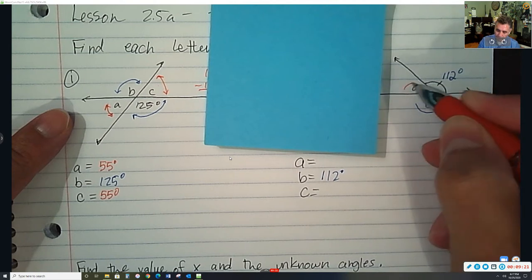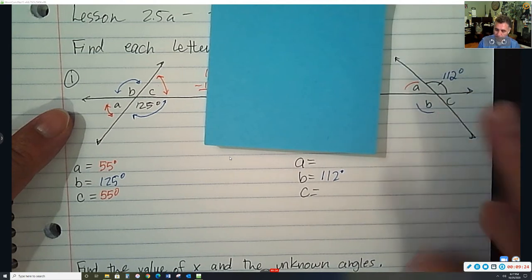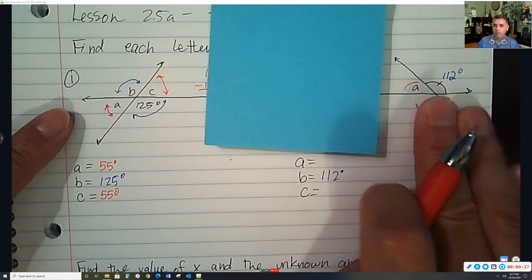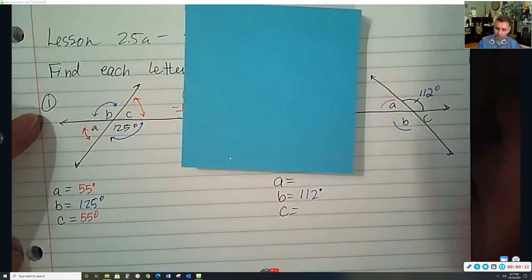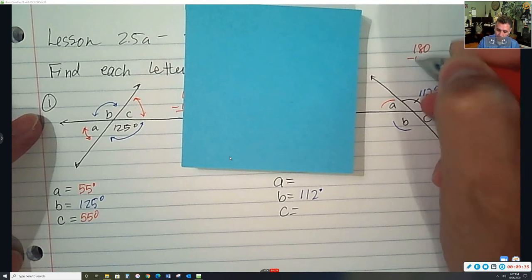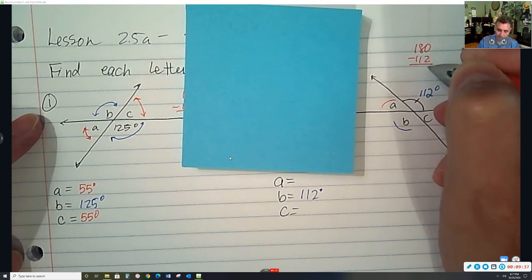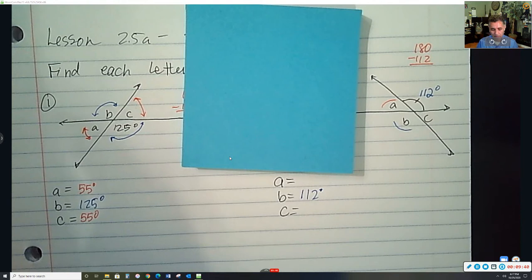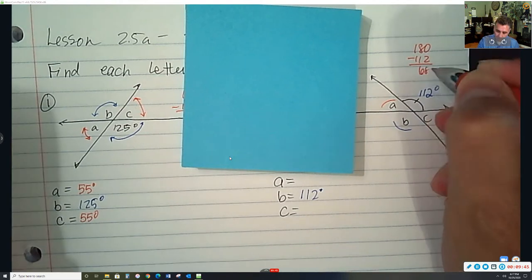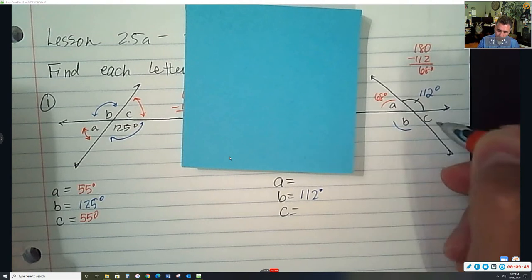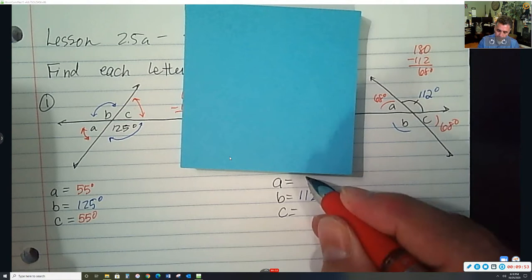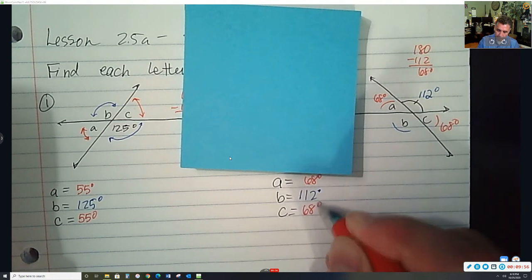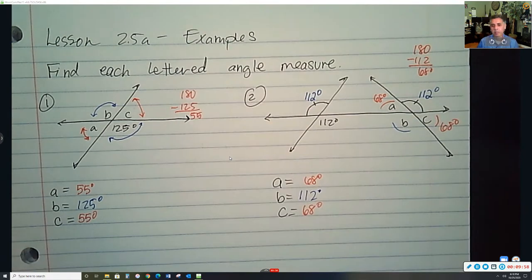A and 112 make a linear pair, right? If you cover that up, see how it makes a line? So if I want to figure out the measure of A, I do 180 minus 112, and that is 68 degrees. So I know this is 68, and then C is also 68 because these are vertical angles. And there you go.